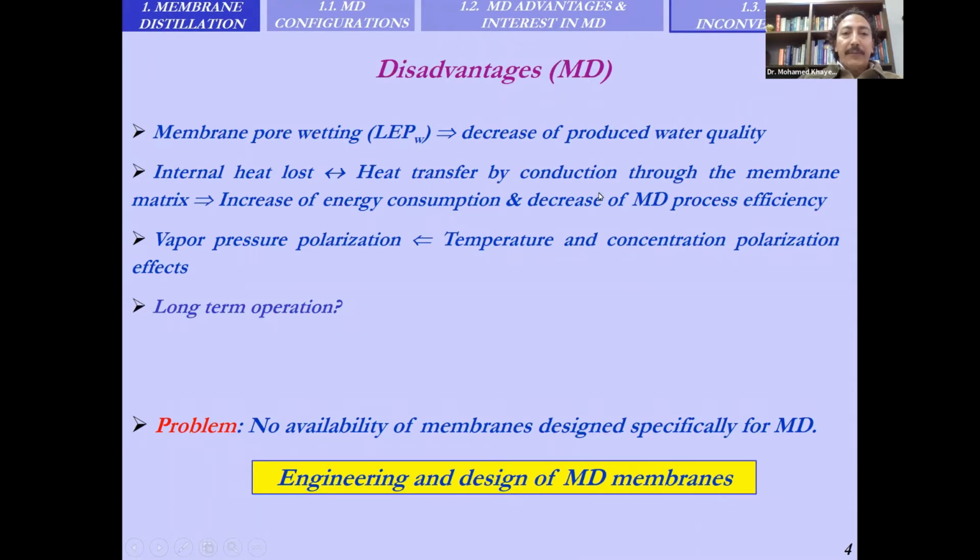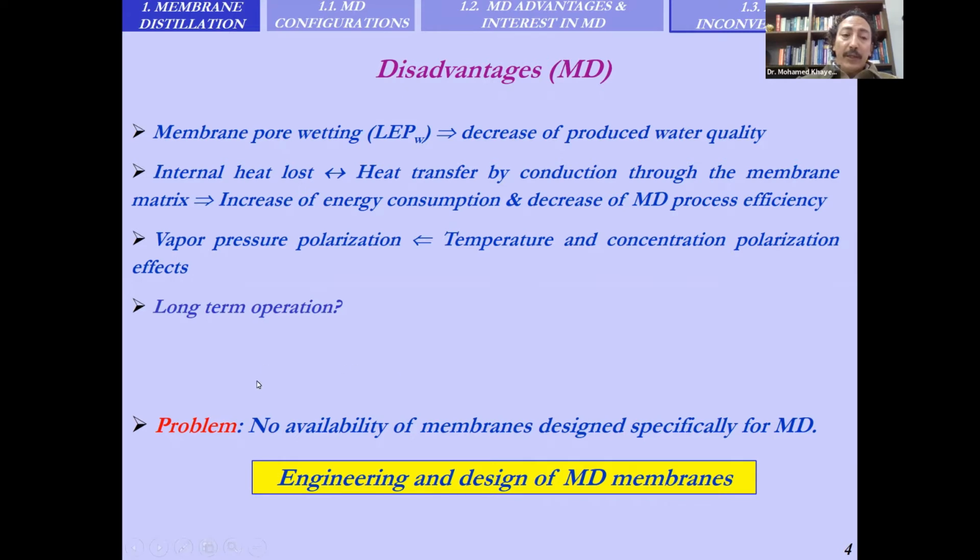Like any other membrane separation process, MD also has some drawbacks, such as the membrane pore wetting, the internal heat loss, which is associated to heat transfer by conduction through the membrane matrix, the vapor pressure polarization, which is associated to the temperature and concentration polarization effect, and also the uncertain long-term operation associated to membrane pore wetting, especially in those semi-pilot plants that use commercial membranes prepared for other purposes rather than for MD.